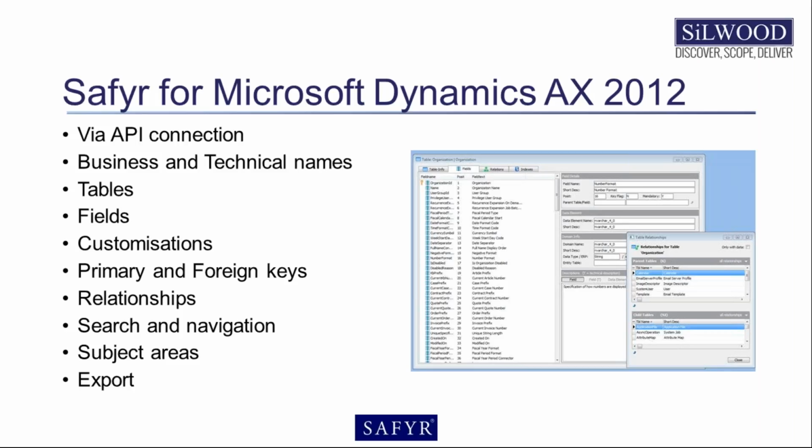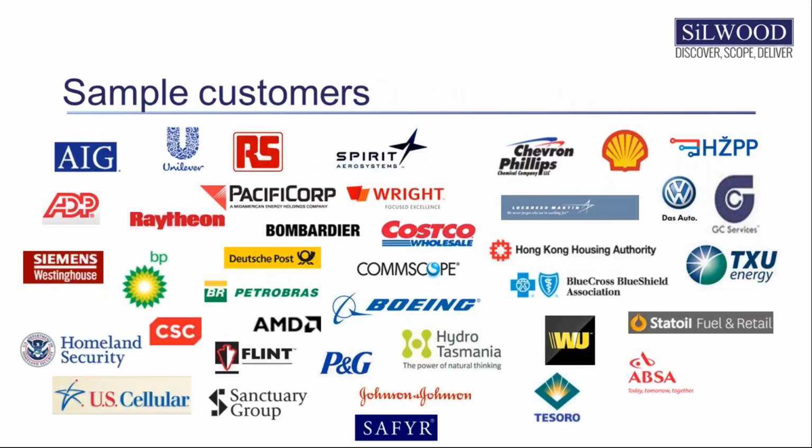You see the tables, the fields, customizations, the relationships between tables, the primary and foreign keys, and then all of the normal Sapphire navigation and search capabilities to allow you to find what you need to create what we call subject areas, which are subsets of the metadata that are meaningful for you, and then to export that information out to a variety of different technologies.